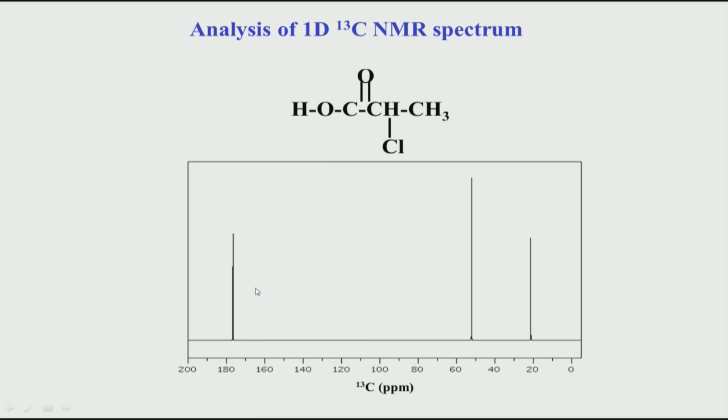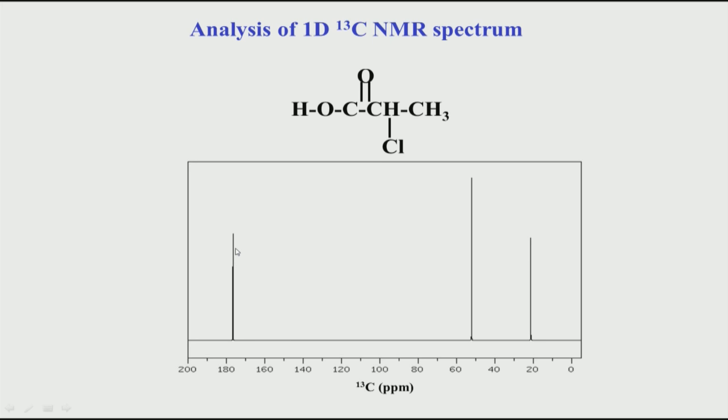Again, if you look at the intensities of these peaks, keep in mind that the intensities are no longer proportional to the number of carbons. For example, if they were proportional, then I would have expected all of them to be equal in intensity. Why? Because they are each one carbon.